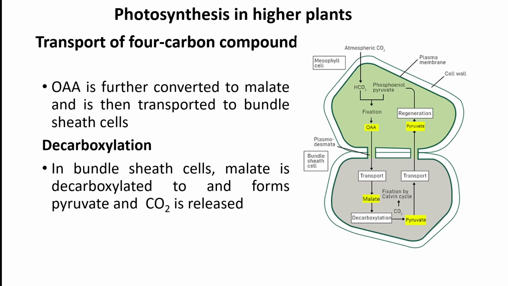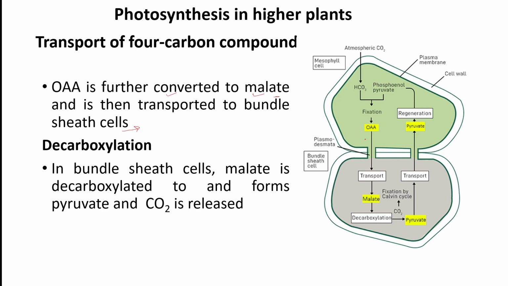Now, what is the second step? In second step, what happens? There is a transport of this 4-carbon compound to the bundle sheath cells. The oxaloacetic acid is converted first into malate. Oxaloacetic acid is not directly transported to bundle sheath cells, but is first converted into malate, or you can say malic acid, and then it is transported to the bundle sheath cells.